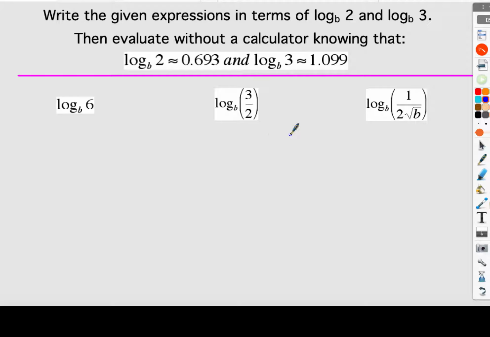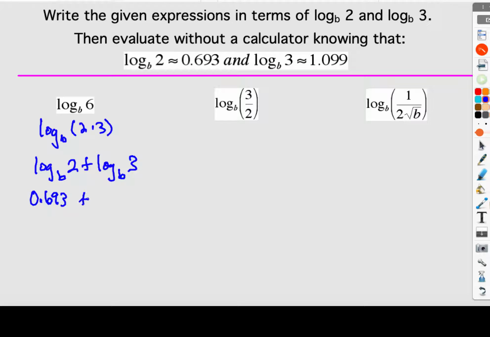Let's do a couple quick examples here. Here's kind of an old-fashioned way of doing this. We can basically take numbers, even though I don't know what log base b is, I don't know what b is in this problem. If I know a couple of values, I can actually find these numbers. So log base b of 6 could be log base b of 2 times 3, which is the log base b of 2 plus log base b of 3, which means now I can substitute log base b of 2 according to my directions is equal to 0.693. And again, according to my directions, log base b of 3 is 1.099.